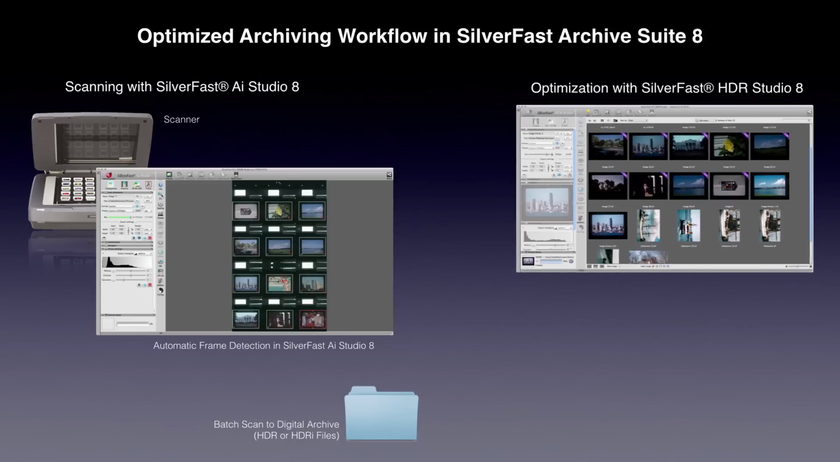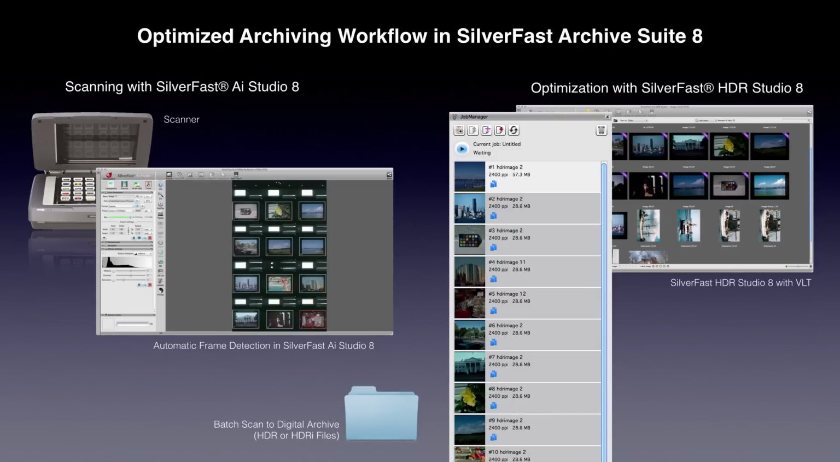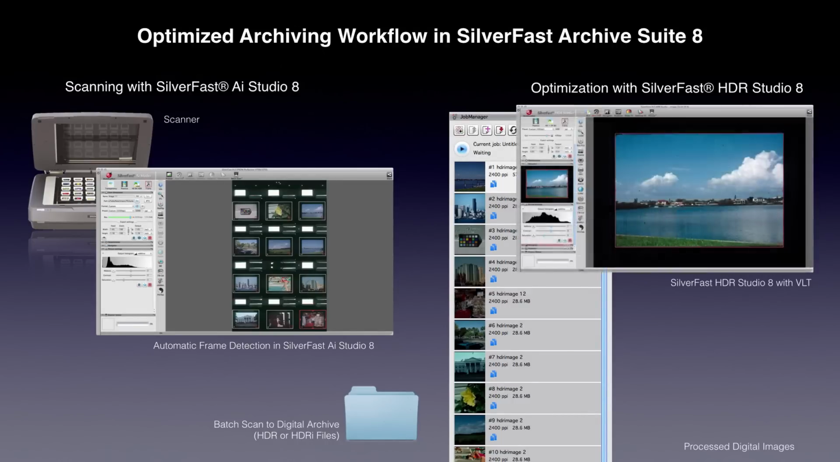In the second step, you evaluate and sort the raw digital images on the virtual light table VLT in SilverFast HDR Studio. Transfer the selected images from the VLT to the Job Manager. You can optimize every image in the Job Manager individually.